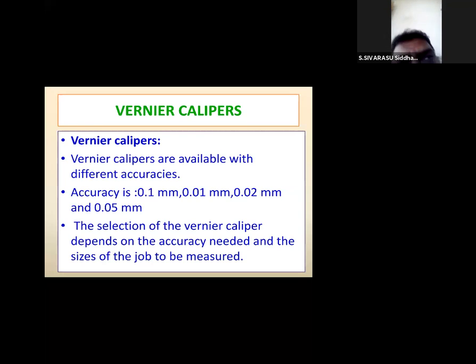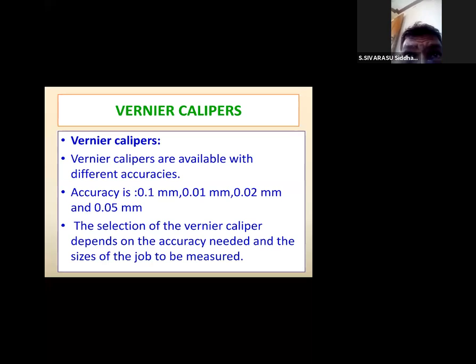So what is the vernier caliper? In industries, there are different types of vernier calipers, and different accuracies are available. Especially in olden days they used only 0.1 mm accuracy. Now technology has updated and we are using the latest equipment. Previously only 0.1 accuracy was used.